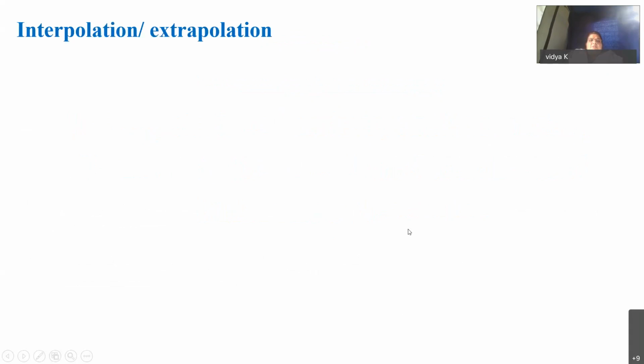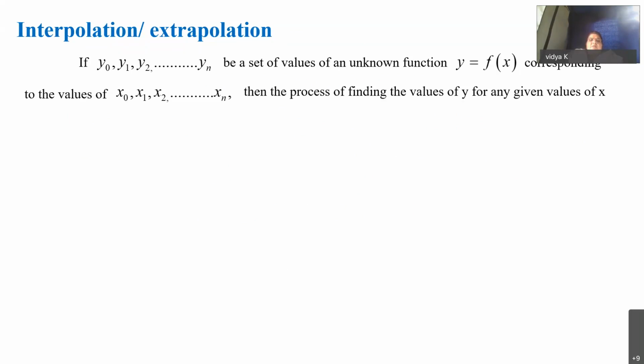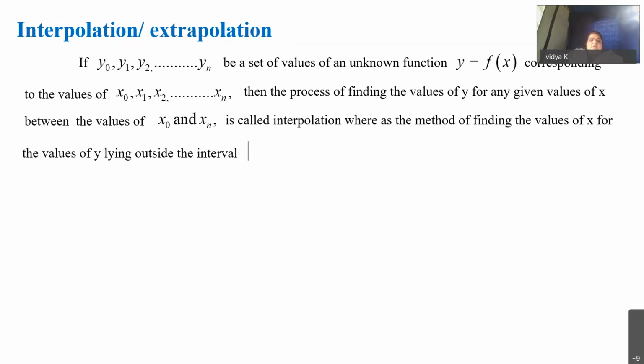So what is interpolation or extrapolation? They give a set of n plus 1 values of y for the unknown function y equal to f of x, corresponding to n plus 1 equidistant values of x. Equidistant values means the difference between consecutive values of x should be the same, h, and that h we call the step size or step length. Then what is the meaning of interpolation? Interpolation means you should get the value of y for the intermediate values of x.